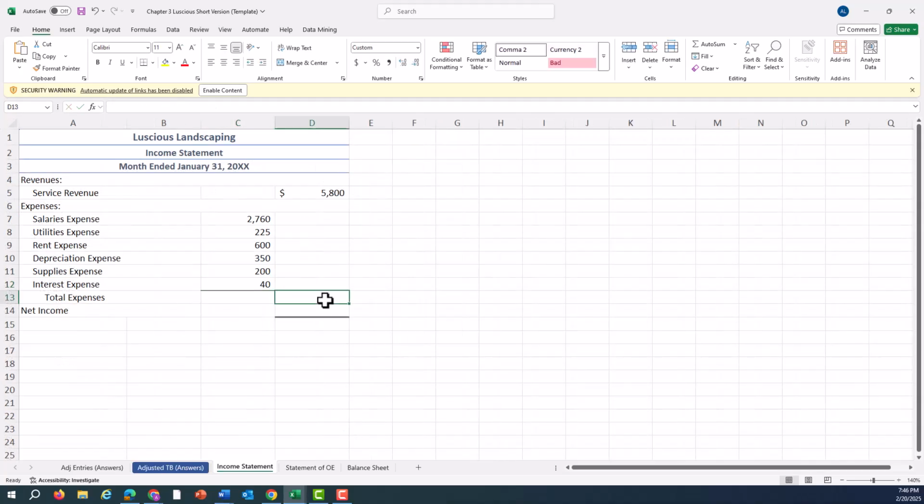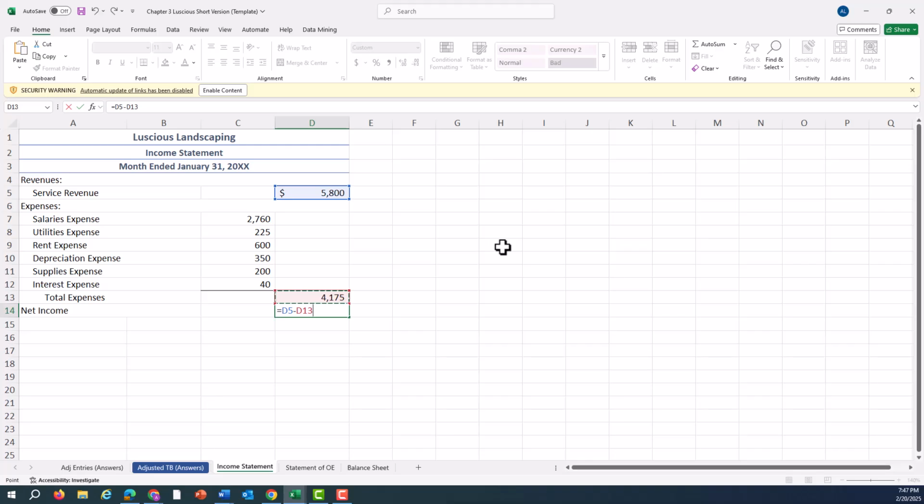And now I need to find my total expenses, which is just the sum of those 1, 2, 3, 4, 5, 6 different expenses that we had during the period. And if I add that up, we see that Luscious Landscaping incurred $4,175 worth of expenses during January of 20XX. So what is our bottom line net income? Well, we made $5,800 worth of revenues, but we incurred $4,175 worth of cost to do so.